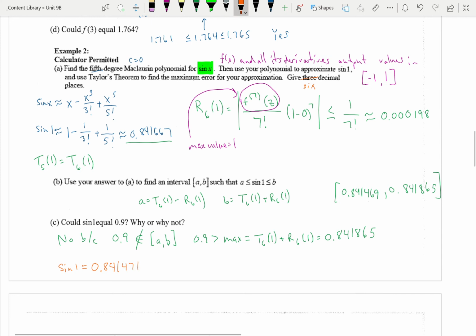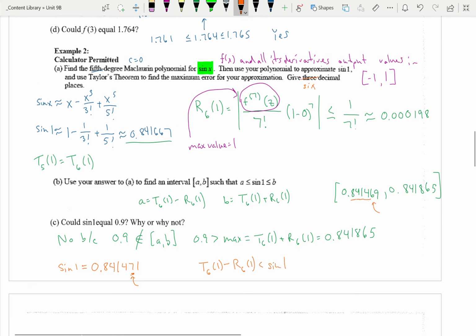Let's see, this is 841, so those match, and then 471, oh, this matches to 4 decimal places, but then this 7, aha, the 7 right here is not the same as the 6. In fact, that 7 is bigger than that 6. My goodness. Sine of 1 is just barely bigger than that lower bound. But it is bigger, right? So we have, in fact, shown, using a calculator, that t sub 6 of 1 minus the error, r sub 6 of 1, is definitely a good lower bound for the sine of 1.